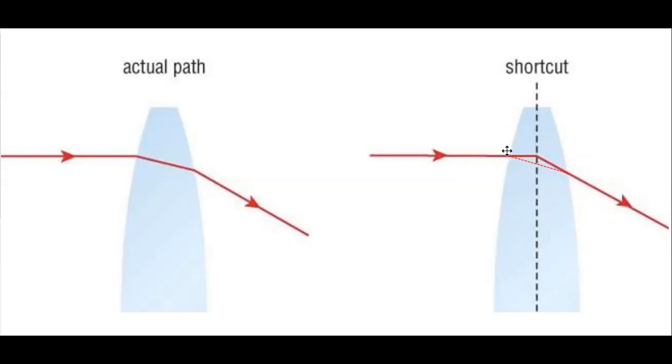But since most of the time your lenses are going to be pretty small, you would just draw this dotted line and then ignore the refraction as you enter the medium and just refract only at the very center. It'll make the work a lot easier to do if you just follow that shortcut.